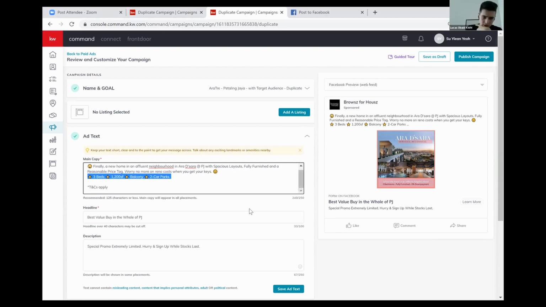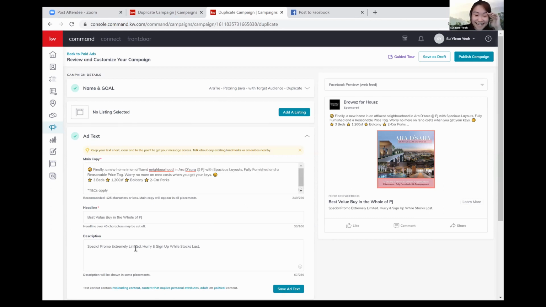All right, so what do you want to do for the call to action? You know, you can't just stop here, right? So you have to sort of tell them it's the best value buy in the whole of PJ. So they'd be like, really? And then you say special promotion, extremely limited, so hurry up and sign up while stocks last. So they would be like, oh, okay, interesting. Then you click sign up. I mean, that's what I think lah. So far, it's working really well, this ad.